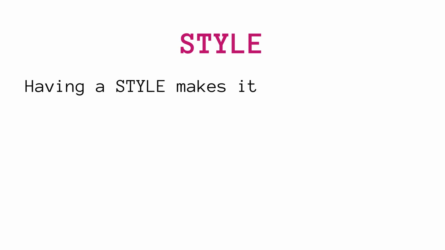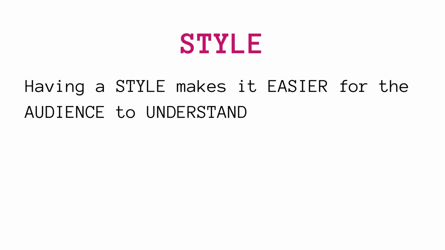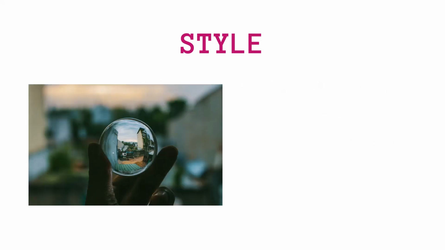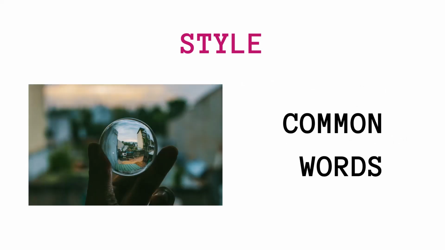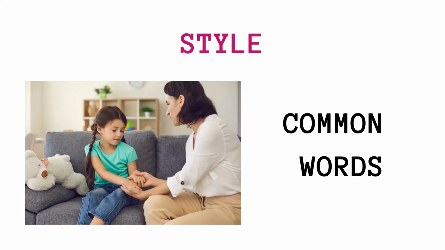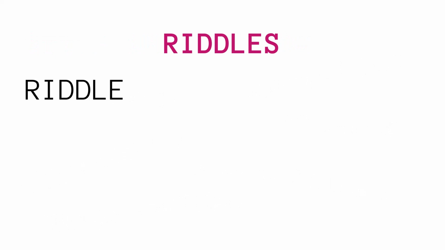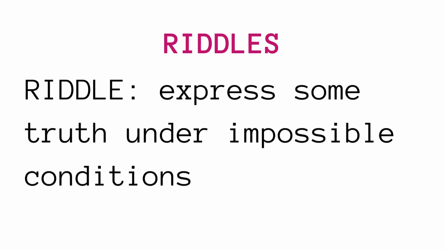Style. Having a style makes it easier for the audience to understand and follow without losing them or talking down to them. The clearest style is to only use current words, but even that can be talking down to the audience. Sometimes the diction can be raised up by mainly using any of the other kinds of words. If you were to use a style that's only using metaphorical words, then you risk speaking in riddles, or jargon if it's all in strange words. And for a riddle to be a riddle, it has to express some truth under impossible definitions, which can only be done using metaphor.